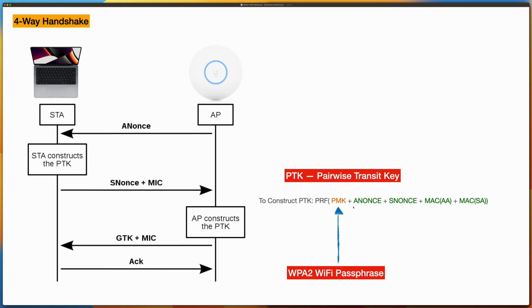These 5 pieces of information, except for the PMK, which is unknown to the hacker, the hacker can also capture these 4 pieces of information. In the remaining part of the video, I'm going to show you why WPA2 theoretically can be hacked using the offline dictionary brute force attack approach.